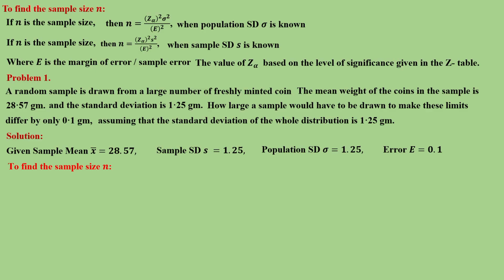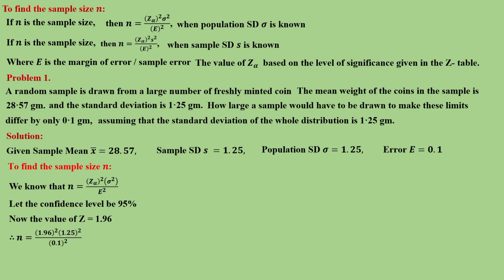To find the sample size, the formula is n equals z alpha squared sigma squared by e squared. Let the confidence level be 95%, so the level of significance is 5%. From the table, the value of z alpha is 1.96. Substituting these values, n equals 1.96 squared into 1.25 squared by 0.1 squared, so you will get 600.25. So sample size n is approximately 600.